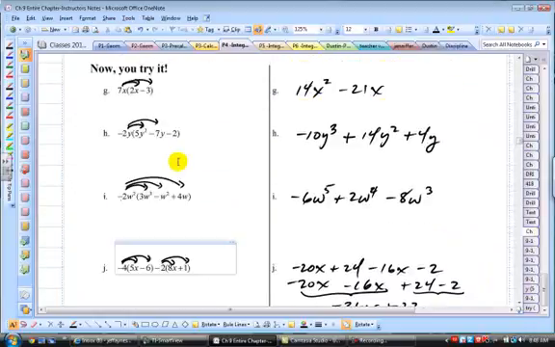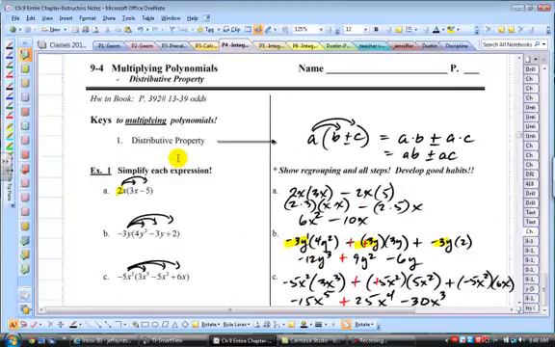All right, just use the same skills, give it your best. It's all about multiplying a monomial times a polynomial here using the distributive property.